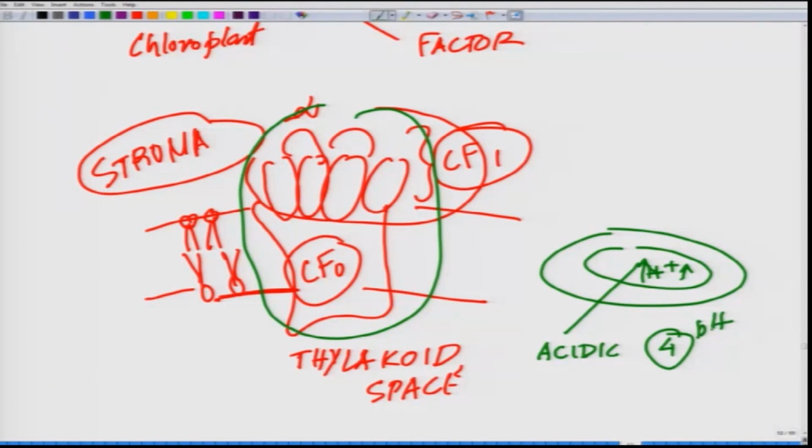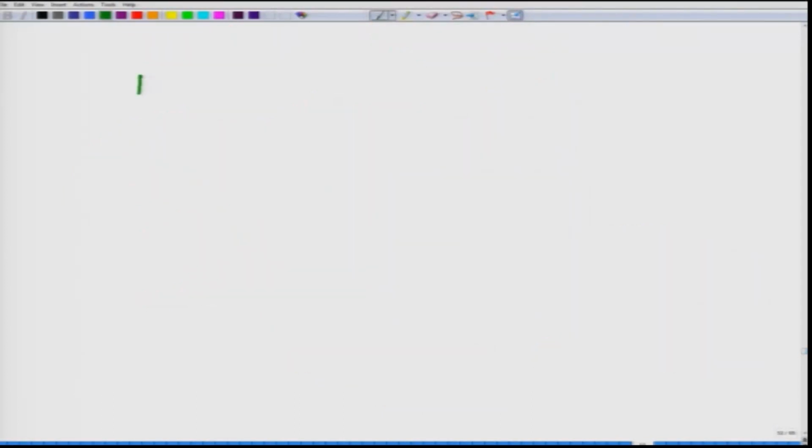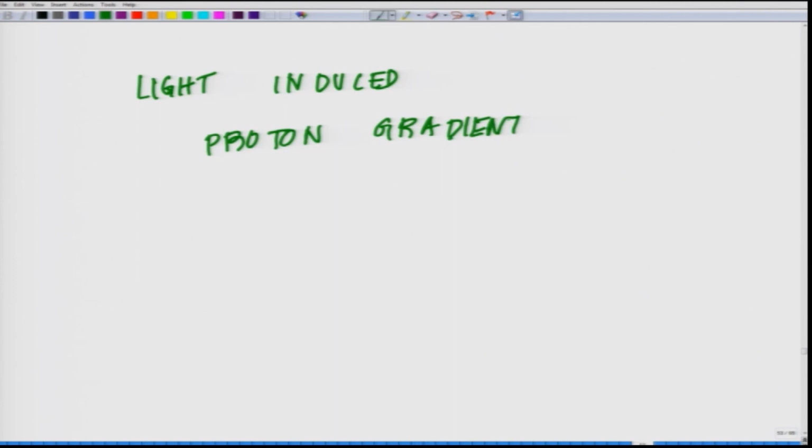So, pH is around 4 as in the Jagendorf experiment, and the light induced transmembrane proton gradient is about 3.5 units. So, because of the light, the pH gradient is around 3.5 units. Okay. Light induced proton gradient: when the light is falling and the proton gradient is created, it is called the light induced proton gradient, which is about pH 3.5 units. Okay.